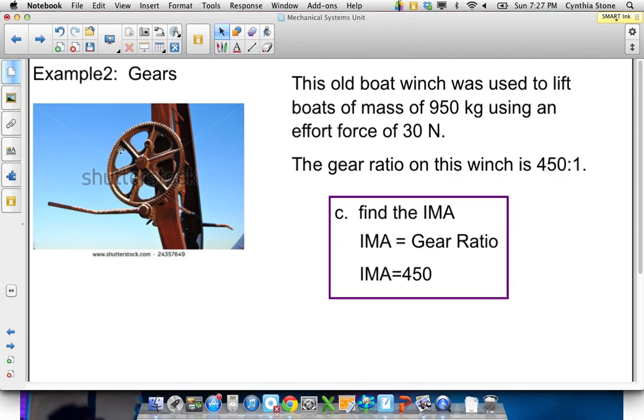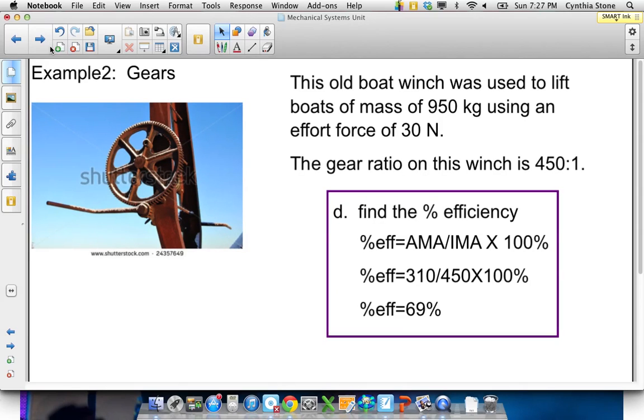Again, please pause because I'm moving on. Percent efficiency is actual mechanical advantage divided by ideal times 100, so 310 divided by 450, so 69%. Okay? And that actually is about right. Levers should be more efficient than something like a winch, because friction would have a much bigger play in how this thing operates than on a lever.